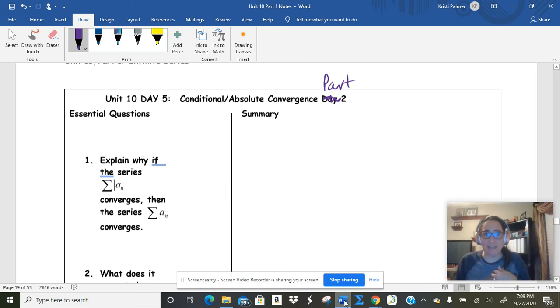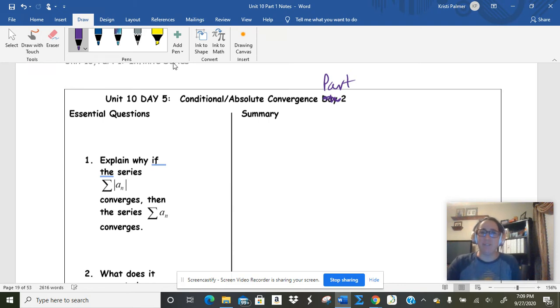All right, we are in day 5, part 2. So we are going to discuss absolute convergence versus conditional convergence. They're like, Mrs. Wimmer, what the heck? How can there be more than one way to converge? If you converge, then you've got something, right? Okay, well, no. So the short answer.